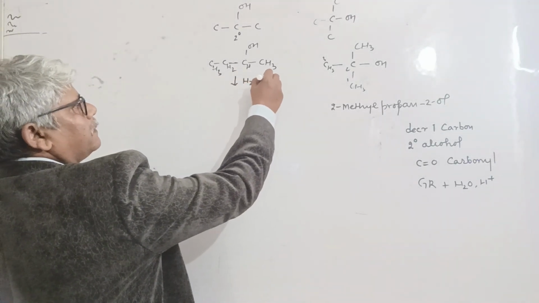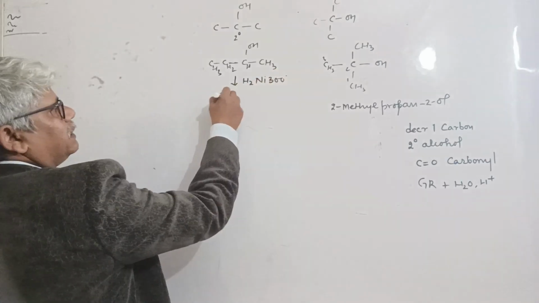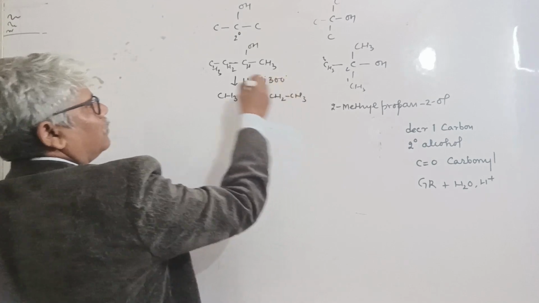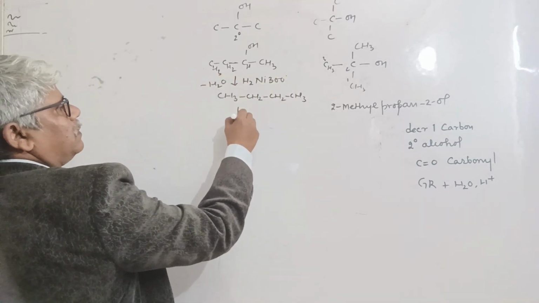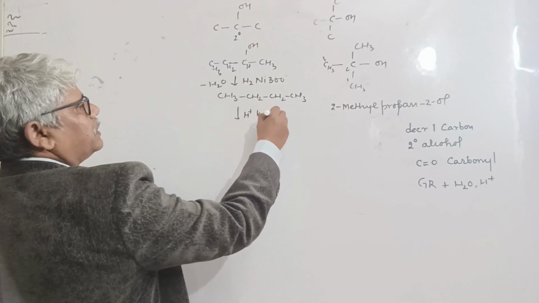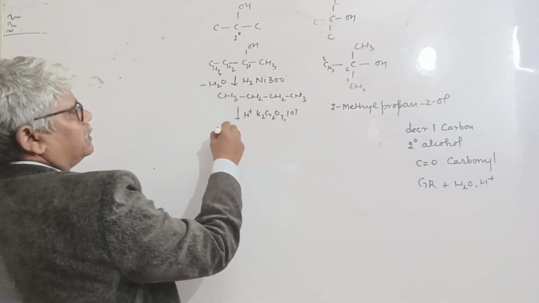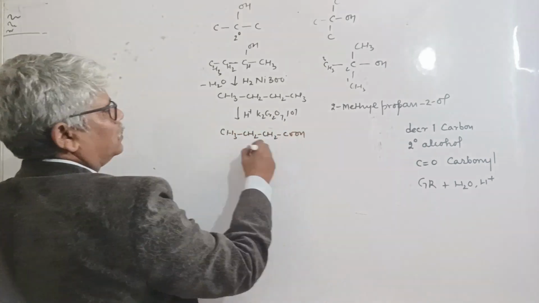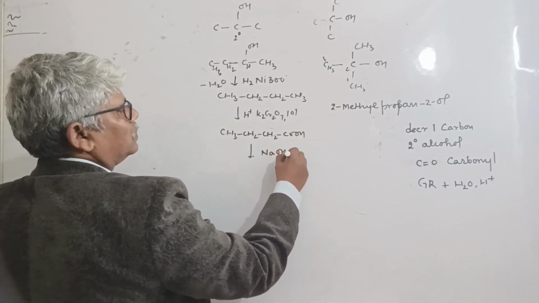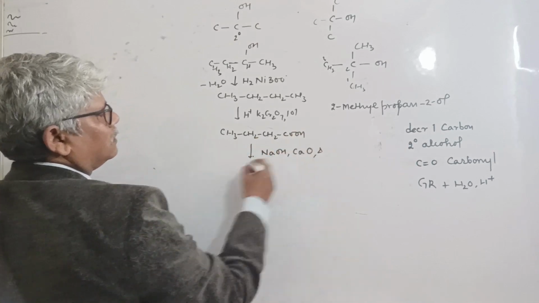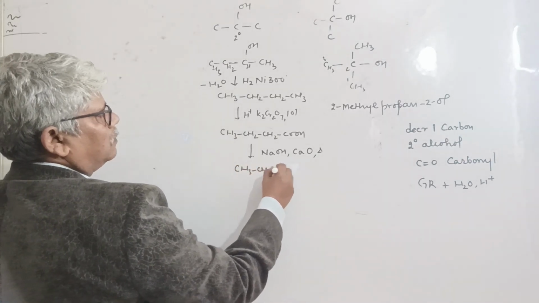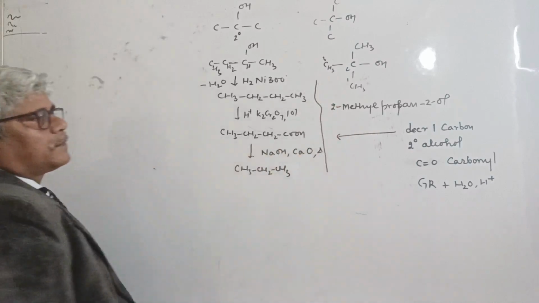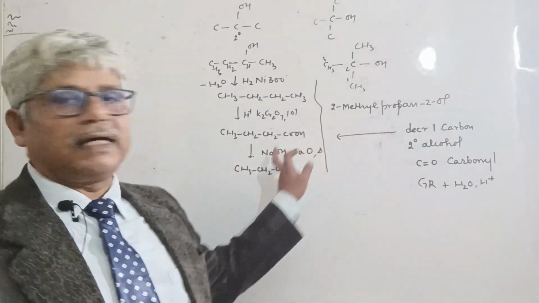Reduce with nickel at 300 degrees centigrade, it changes to alkane. Water eliminated. Now oxidize in acidified potassium dichromate, it changes to carboxylic acid. Now do the soda lime reaction. Soda lime and heat. It changes to propane. This is done. Decrease 1 carbon. One step is done.